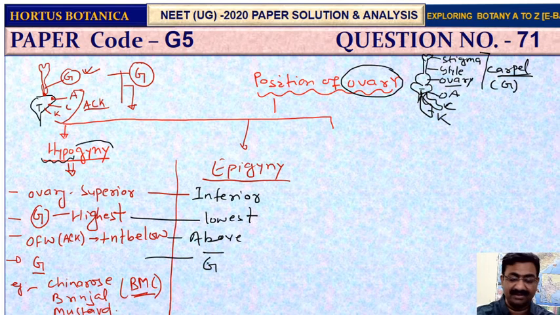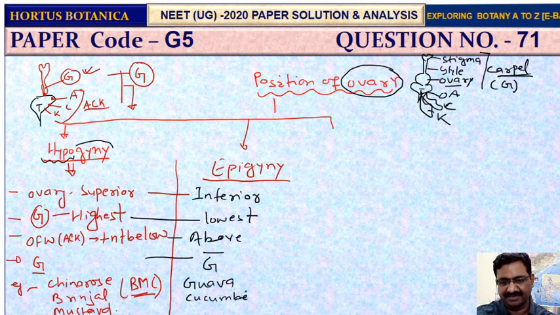And the examples of this group are guava, cucumber or cucurbits, and ray florets of sunflower.